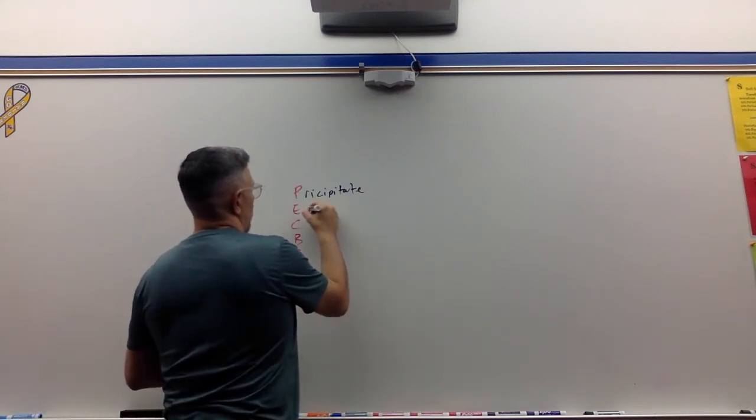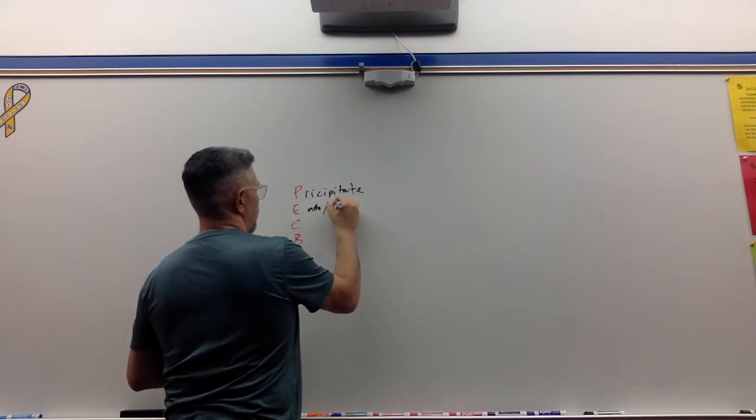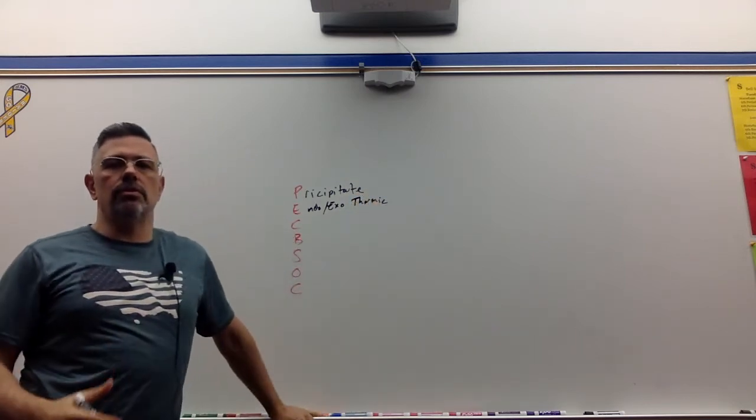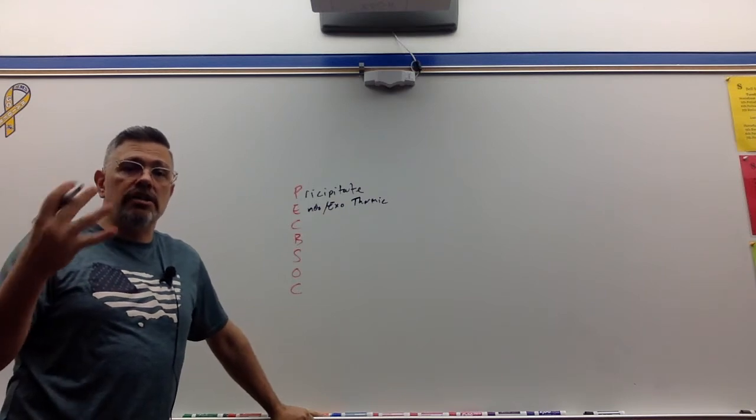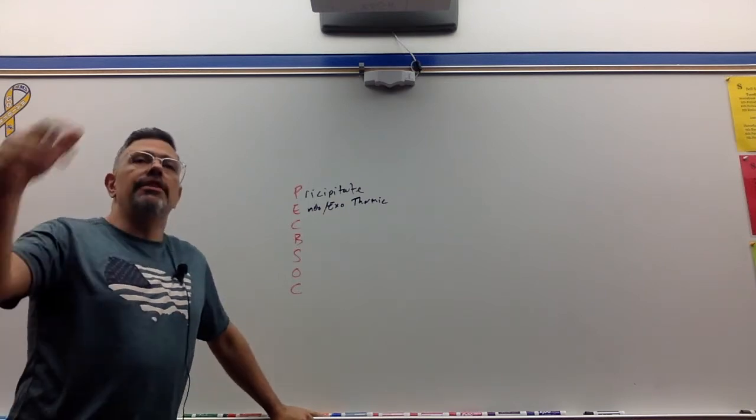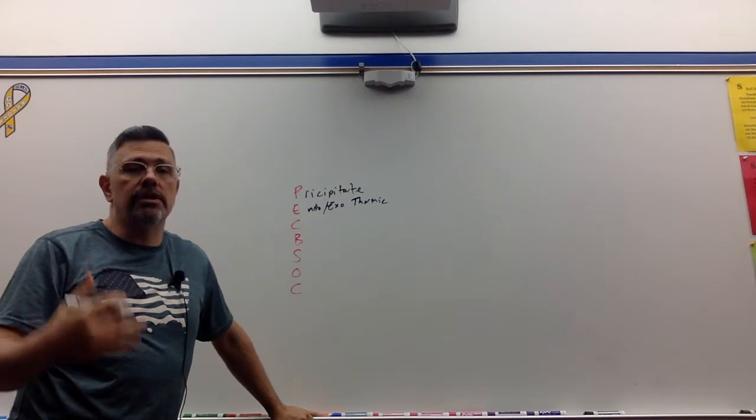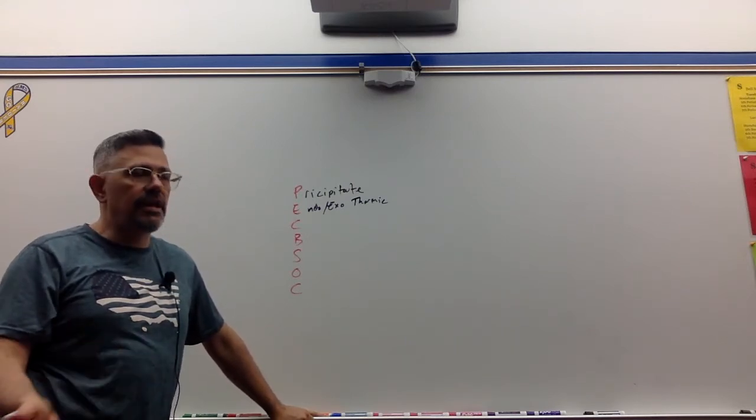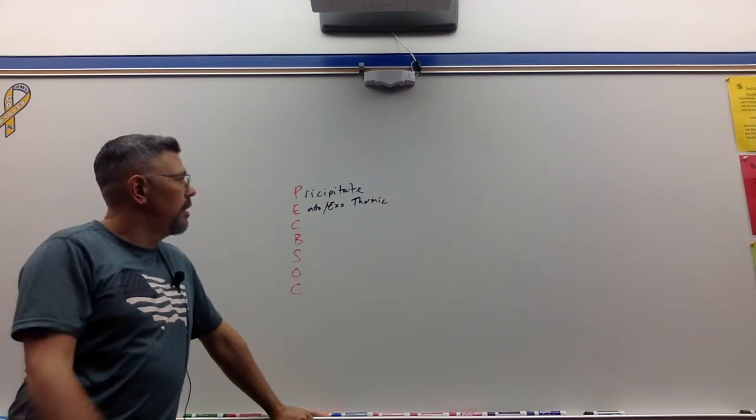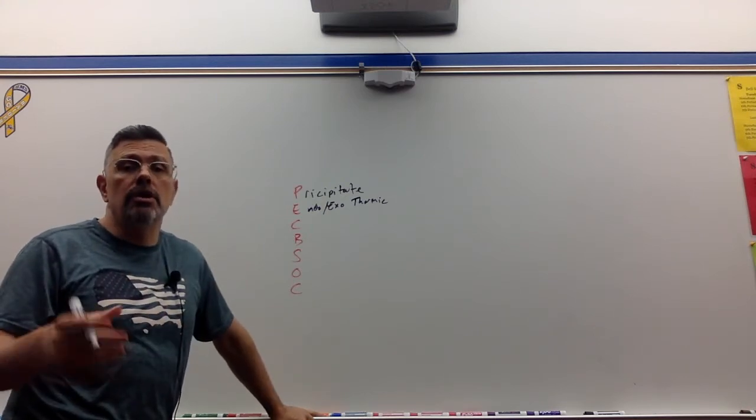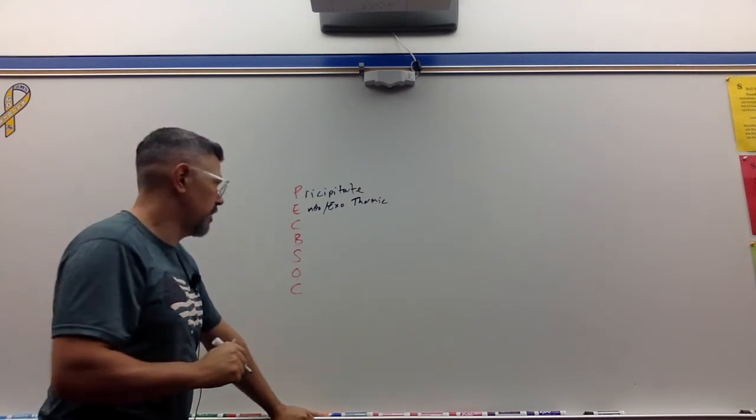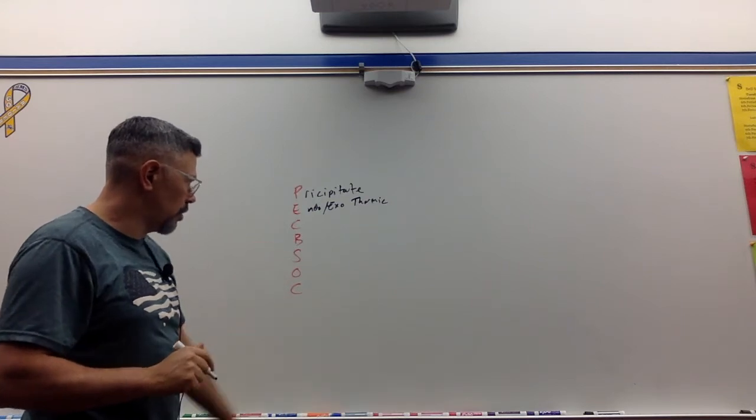E is for endo/exothermic. This is if you mix two chemicals together and just based on the mixing, the temperature increases or decreases. Not that there was fire added, not that it was put in ice. That's not evidence of chemical change. The fact that it changes on its own simply because you mix the chemicals, that is evidence of chemical change. That is an endo or exothermic reaction.